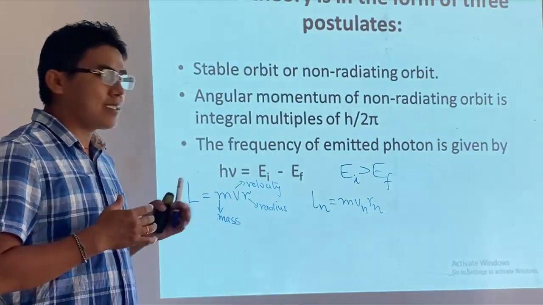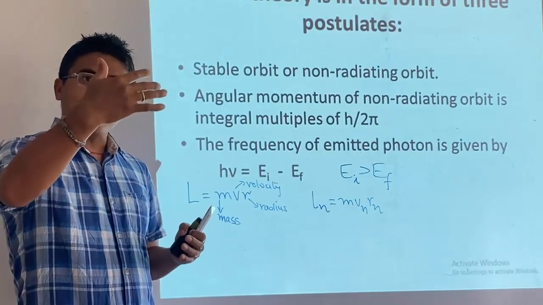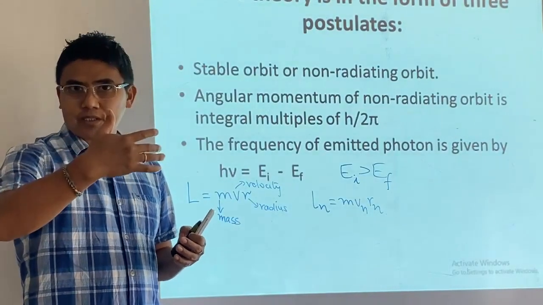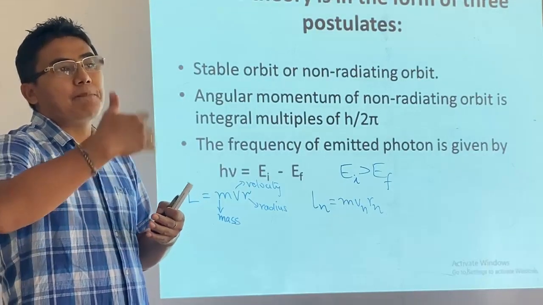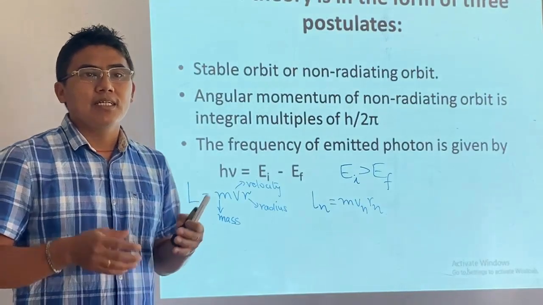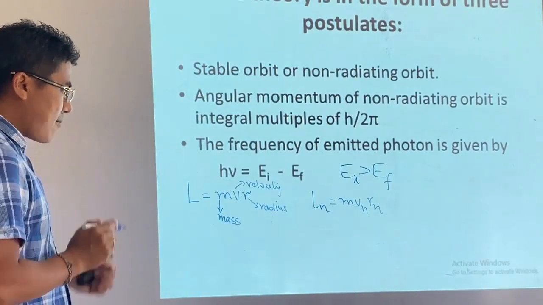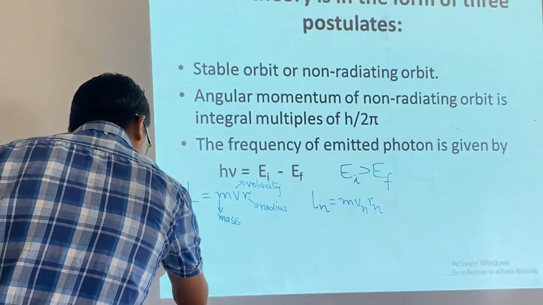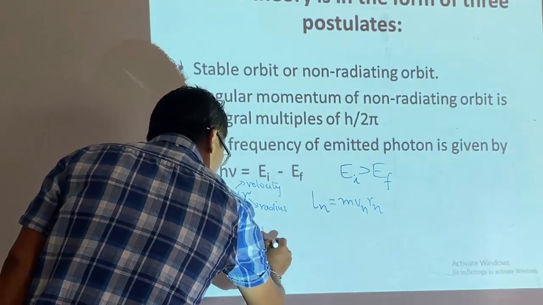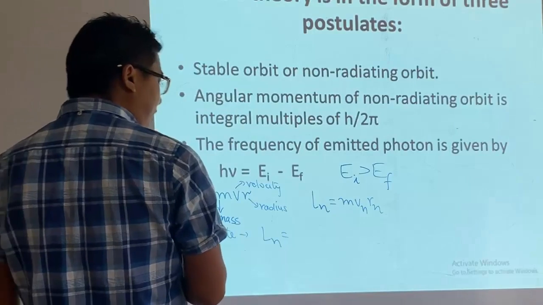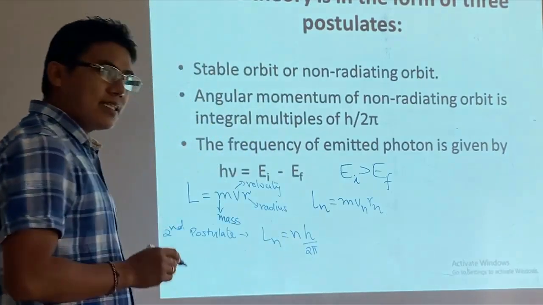Now the purpose of doing this is to derive things for the different orbits. What about the energy for each orbit? We are going to derive the energy of an electron in a particular orbit, and we also try to get the radius of an orbit. The second postulate says that the angular momentum of the nth orbit is n times h by 2 pi. This is his postulate.